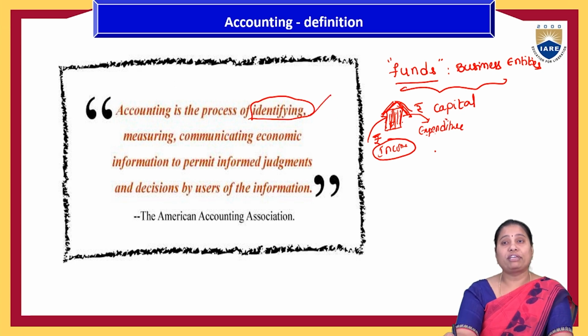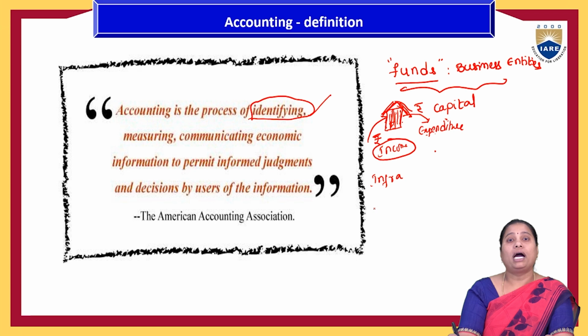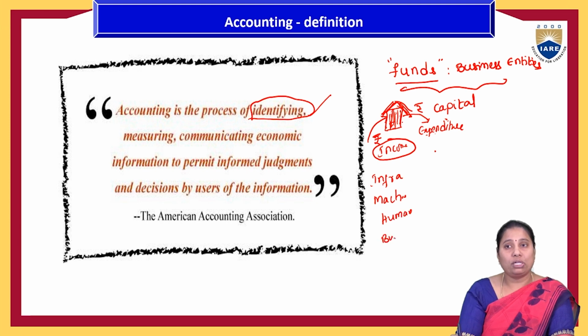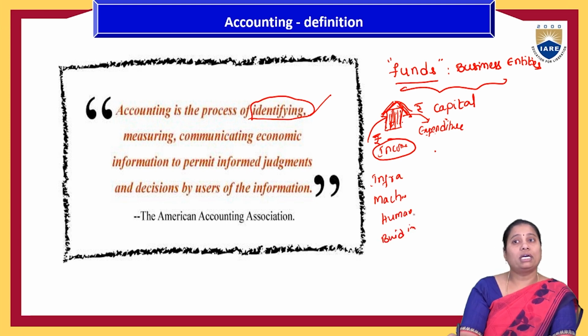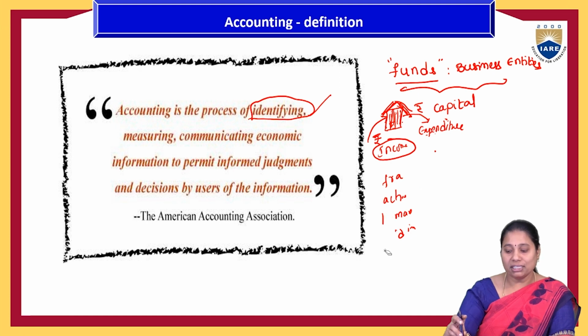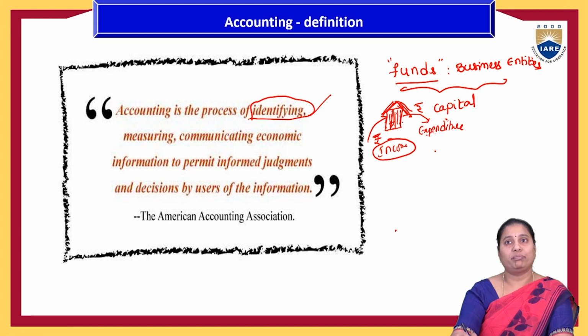So how much capital is required? Suppose for this organization, how much infrastructure is required, how many machineries are required, how many human resources are required, how many buildings are required? For all this, they are going to identify the expenditure or the capital requirements. Then, once it is identified, it needs to be measured.